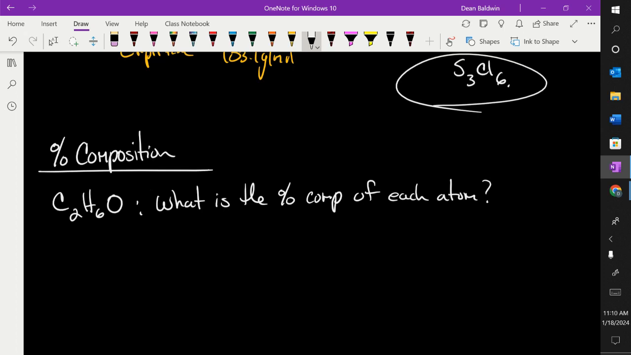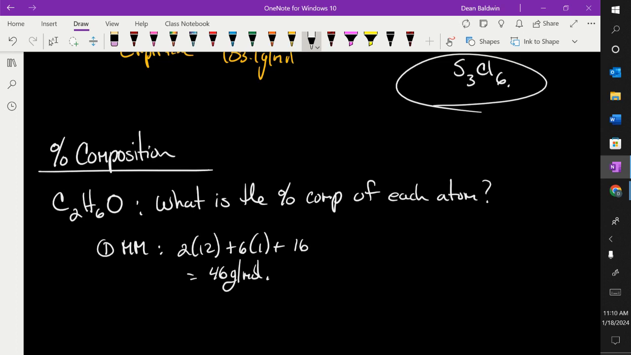So what is the percent composition of each atom? What do you do? Find the molar mass. It's the first thing. Carbon is 12, and you have 2 of them. Hydrogen is 1, and you have 6 of them. Oxygen is 16. If you do that, you get 46. That's the molar mass.